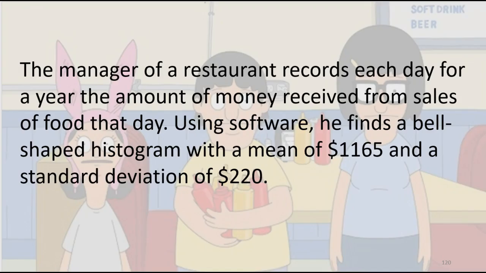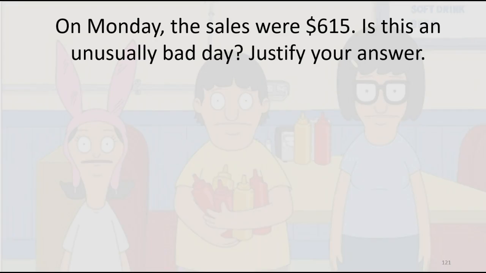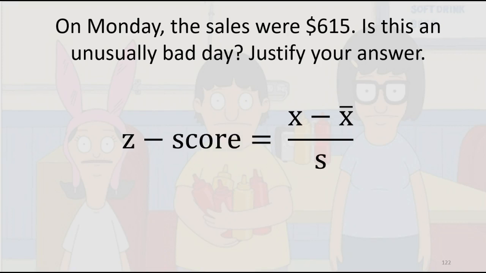So let's look at an example together. The manager of a restaurant records each day for a year the amount of money received from sales of food that day. Using software, he finds a bell-shaped histogram with a mean of 1,165 and a standard deviation of 220. On Monday, sales were 615. Is this an unusually bad day? Justify your answer.